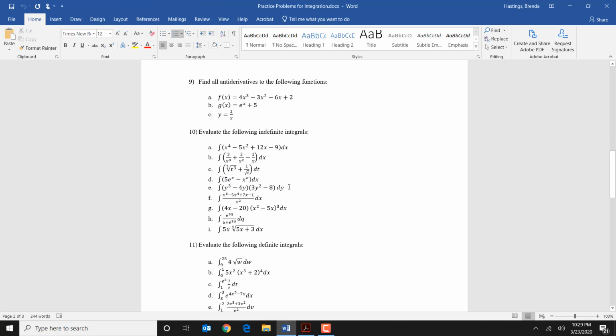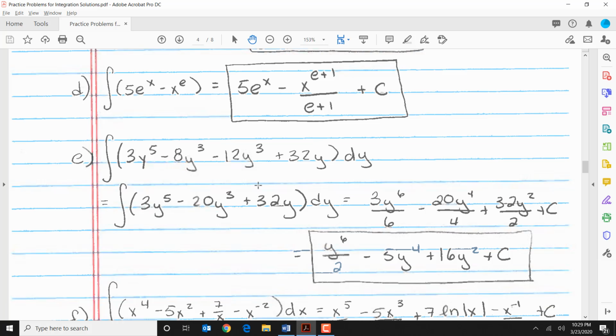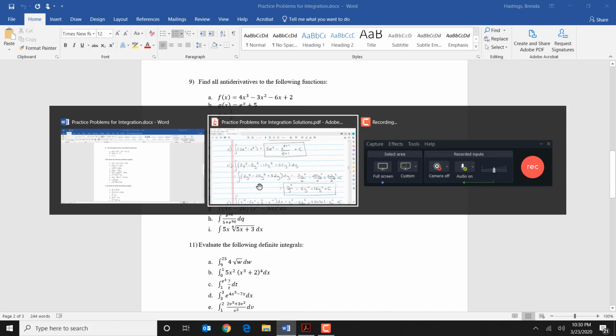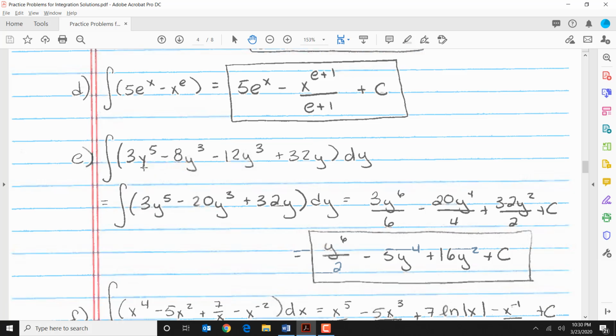For e, here we have two things going on, right? We have y to the third minus 4y times 3y squared minus 8. So what I did is I actually just made my life easier and I FOILed this out. Everybody in the first group got multiplied to everybody in the second group, which gave me 3y to the fifth minus 8y cubed minus 12y cubed plus 32y.